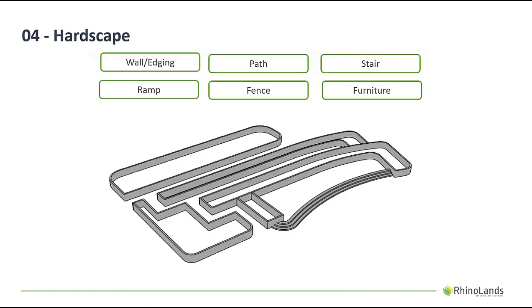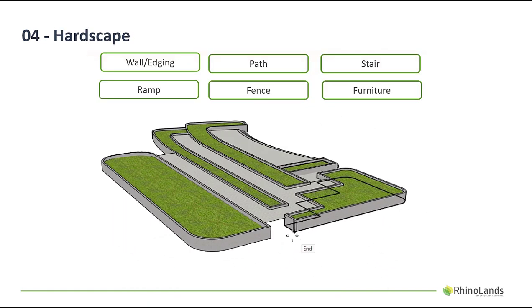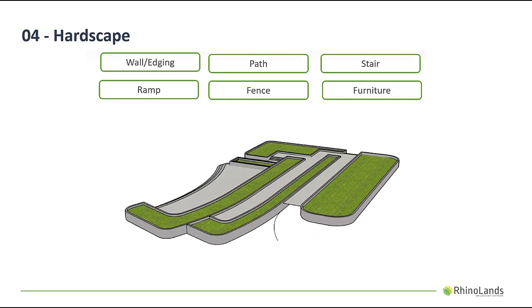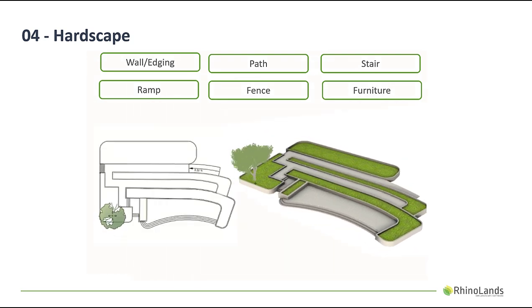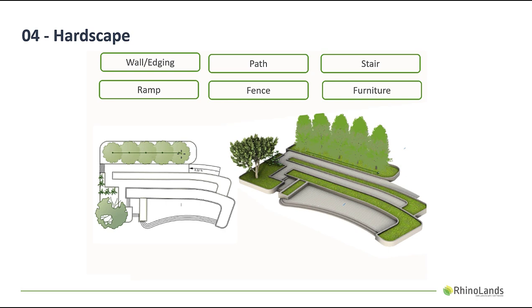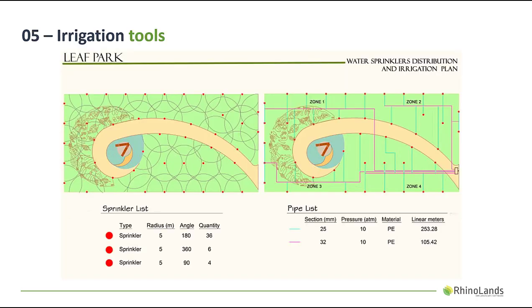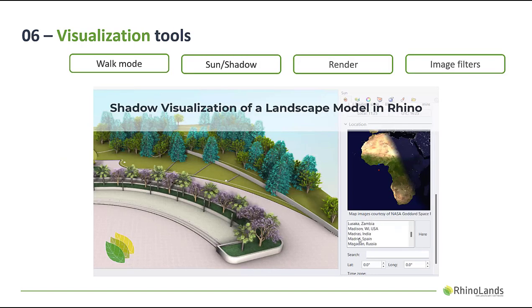The Hardscape tools in RhinoLands enable you to effortlessly create parametric walls, edging, paths, ramps, fences, and add furniture to your landscape design. RhinoLands includes tools for irrigation systems, allowing you to place sprinklers and draw a piping system with ease. The pipes and the sprinklers will be automatically listed for convenient reference.